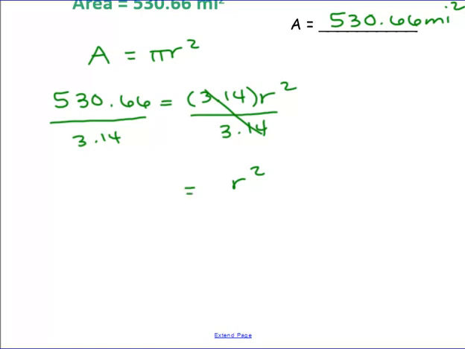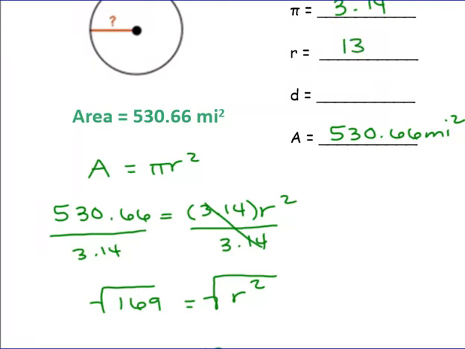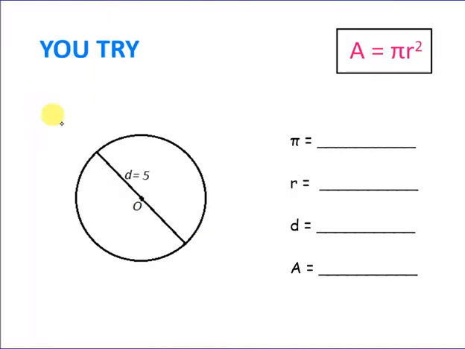Then I have to do 530.66 divided by pi, and that leaves me with 169. Okay, now the way that I unsquare r is I take the square root of it, but whatever I do to one side I have to do to the other. So r equals 13. So my radius is 13 miles and my diameter, which is twice my radius, is 26 miles. All right, you go ahead and try this one.